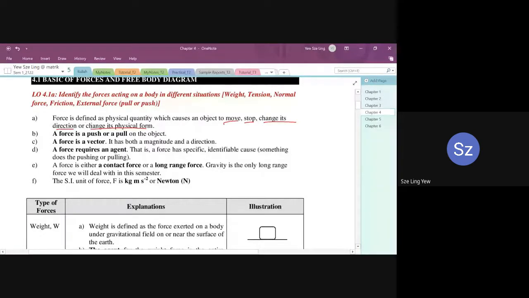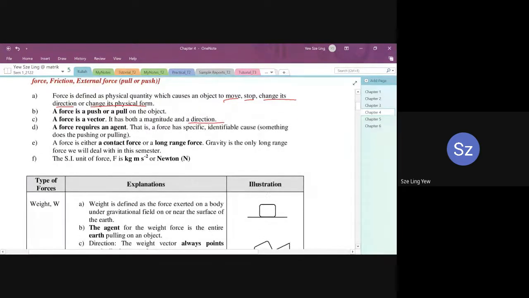So a force is a push or pull on the object. Either you push it or you pull it, and it is a vector, which means if a question asks you to calculate force, once again, you need to state its direction because it is a vector quantity. So a force requires an agent, meaning you need something in between there for it to do the pushing or pulling. So a force has a specific or identifiable cause. So you can identify it based on the situation given. What type of force are we looking at?